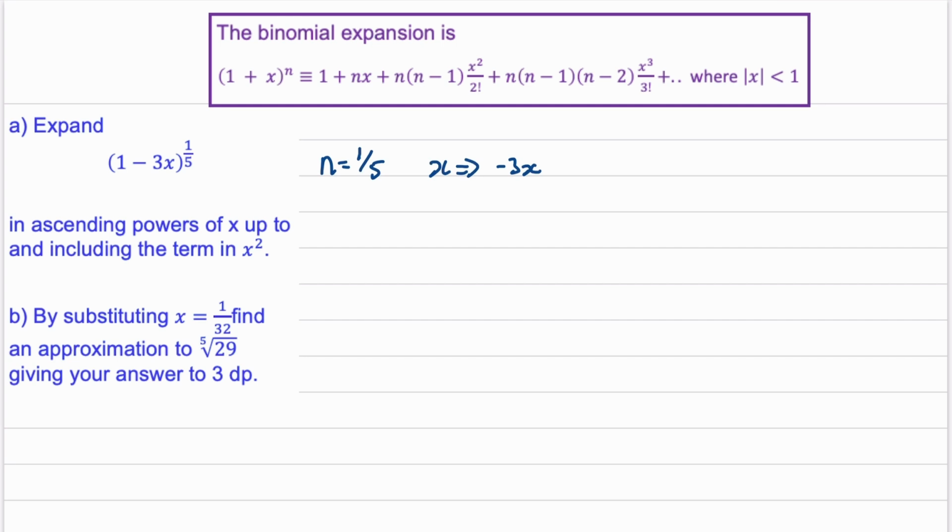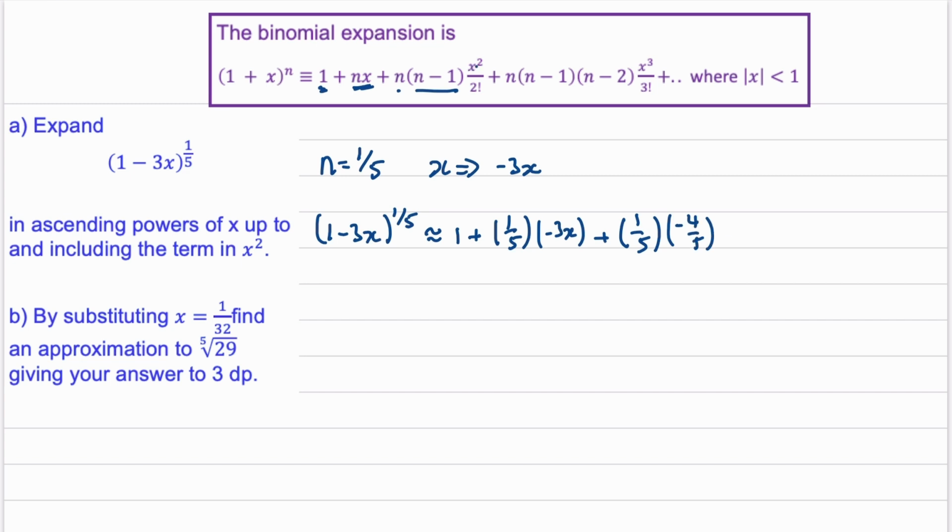So now we just need to substitute each of these into this expansion form. So (1 − 3x)^(1/5) will be approximately 1 plus nx, and n is 1/5. x maps onto −3x, and then plus n times (n − 1), so 1/5 multiplied by −4/5. And then the x squared term will be the −3x term squared divided by 2 factorial, which is just 2. We don't need to go any further because we've only wanted the x squared term.